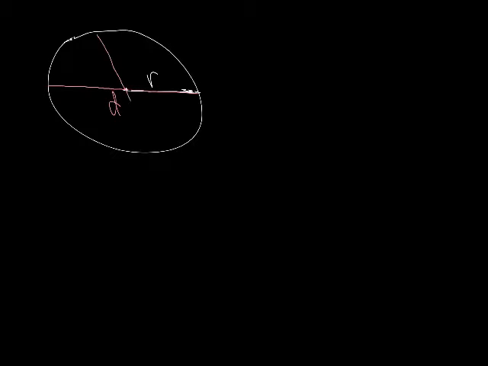So all of these are D's. They go from one side to the other, and they all go through the center point, and all those D's are going to be the same. The diameter is always going to be 2 times whatever the length of the radius is. So just double it, and you've got the diameter, or take half of the diameter, and you've got the radius. And we also have pi.